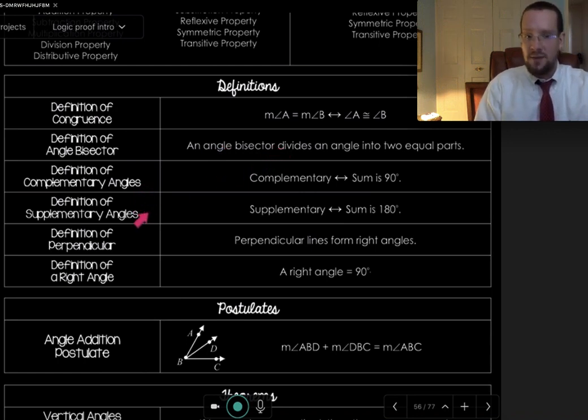Definition of complementary and supplementary. Remember, these are 90 and 180 respectively. So if it's 90, then it's complementary. If it's 180, then it's supplementary. If it's supplementary, then it is 180. These are biconditional, so again, these are going both ways. The definition of perpendicular, these form right angles, and they make like a T. Definition of right angle, we know that is 90.